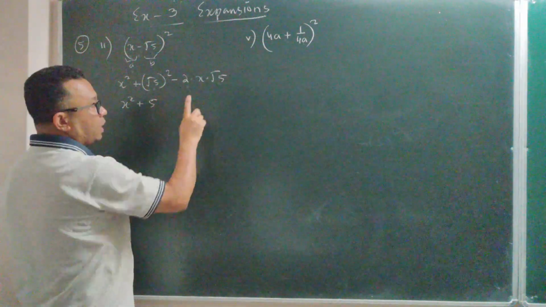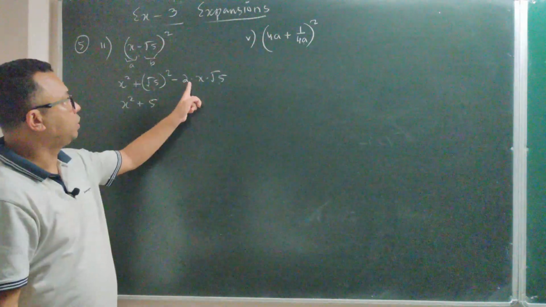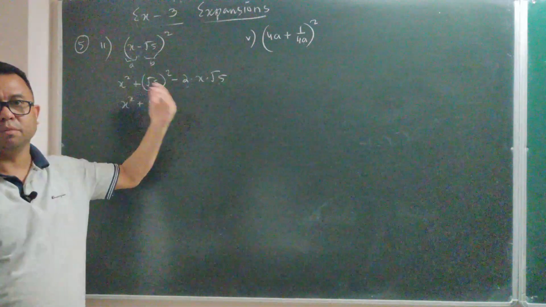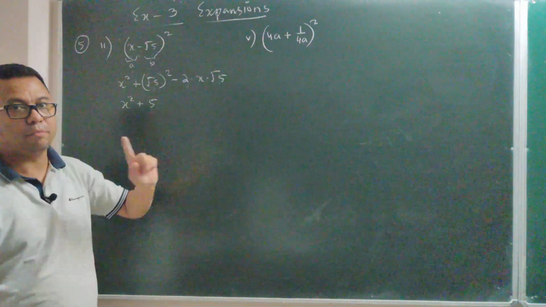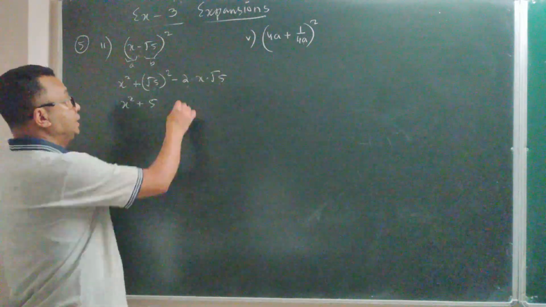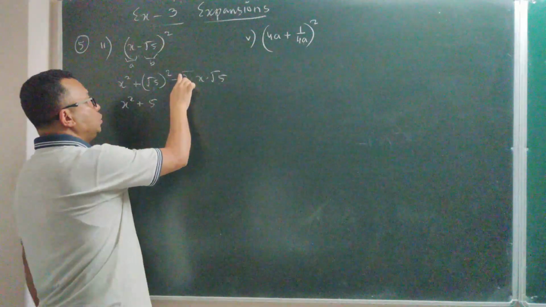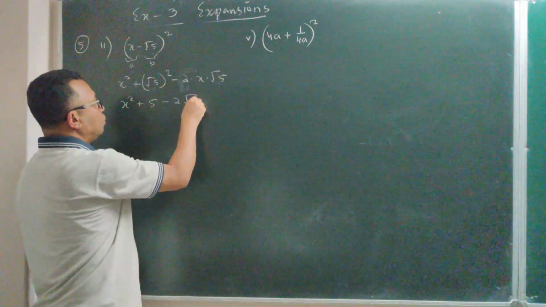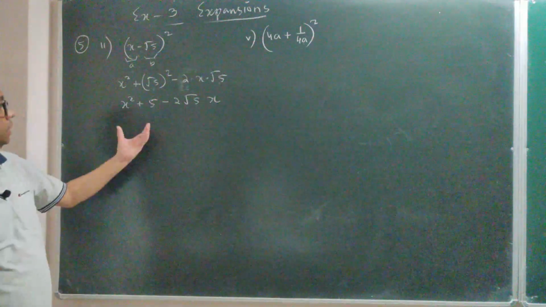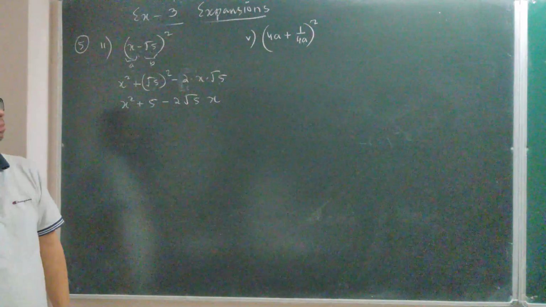Then this is 2 into root 5. Even though we have not done the number system in the first chapter, you cannot multiply a root with a number which is without a root. So this will remain 2 root 5, not root 10, don't write root 10. Yes, if there was a root 2, then root 2 into root 5 is root 10. But since this 2 is without a root, 2 into root 5 becomes 2 root 5 x. So this is your answer, this is your expanded form of x minus root 5 whole square.